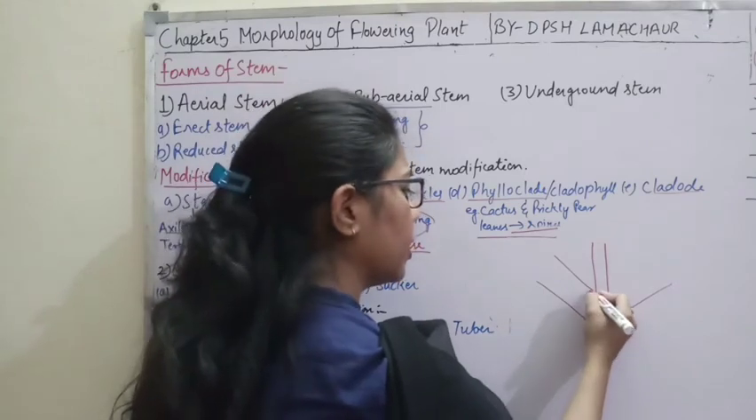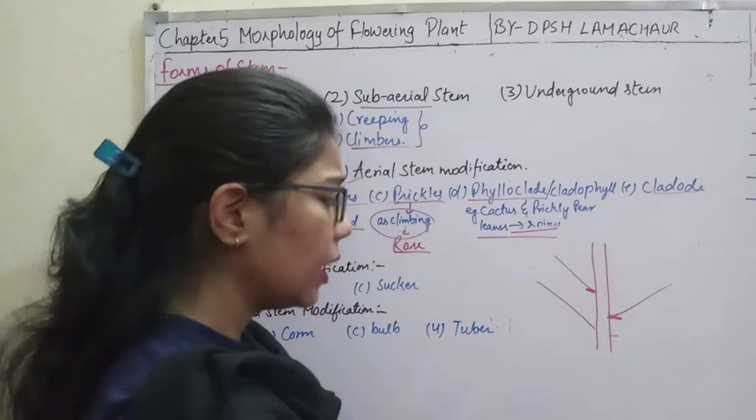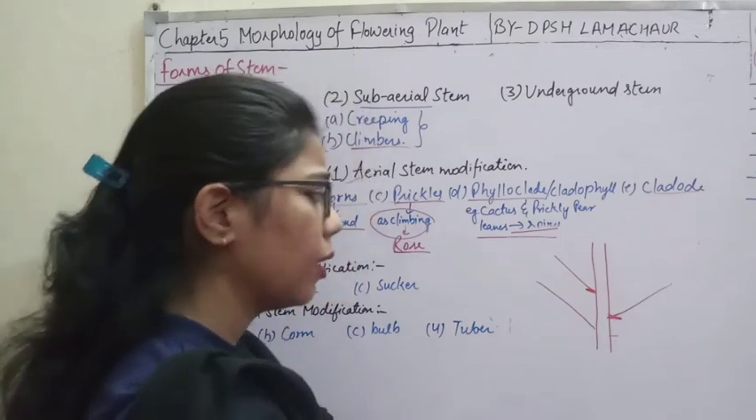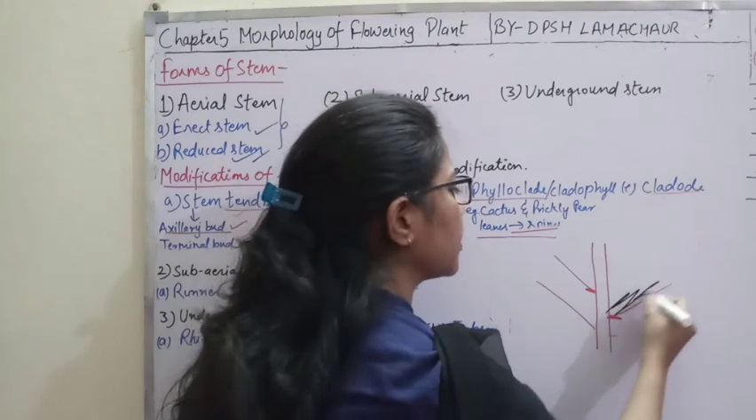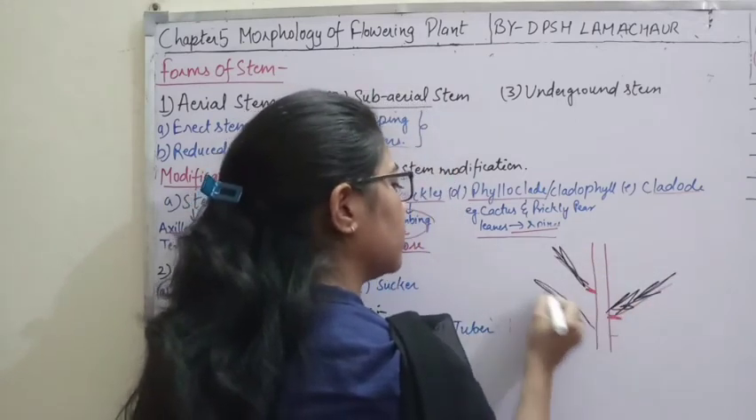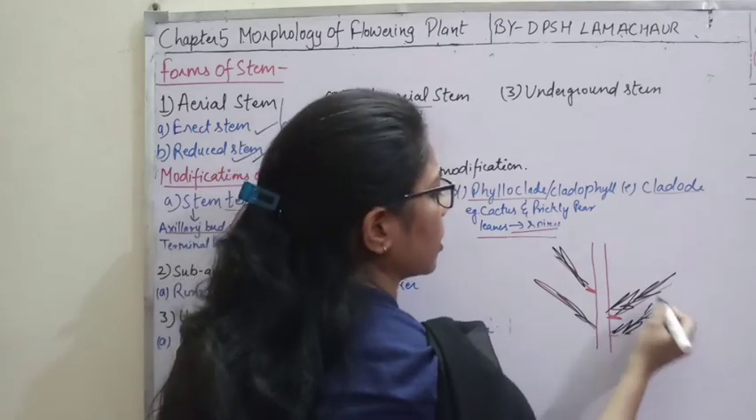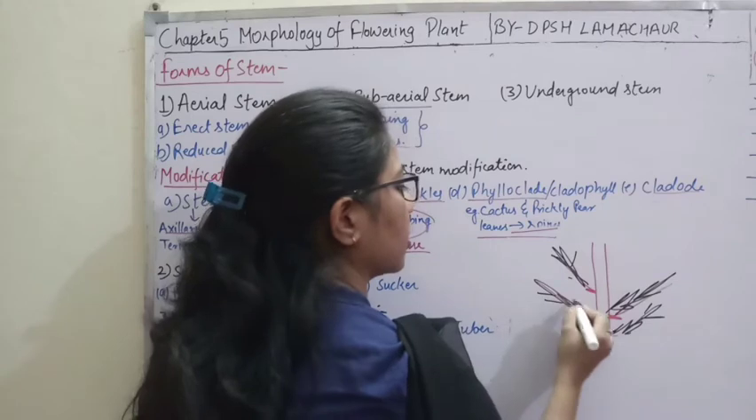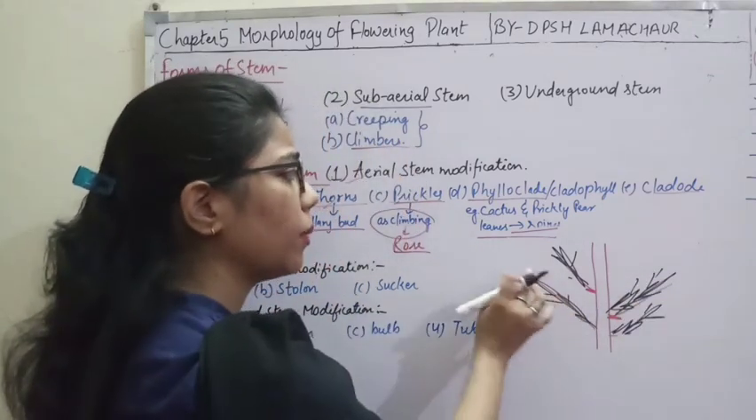At the terminal part, you can see that the stem will convert into what? They convert into some spiny structure. Okay, spiny structure like this. So it's not a spine, but yes, the structure will become like this.